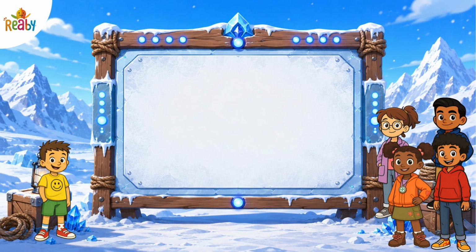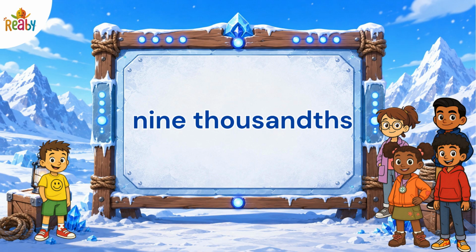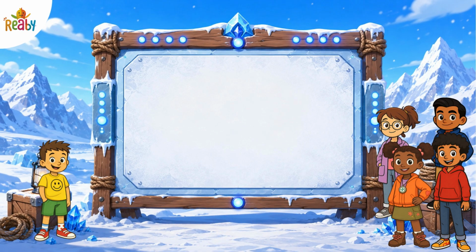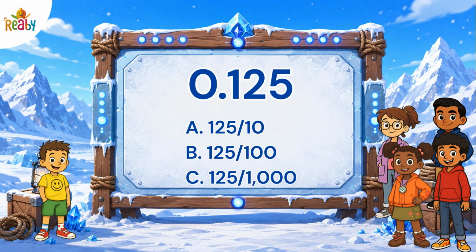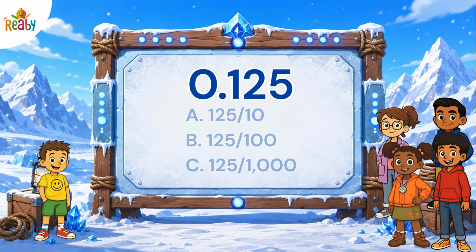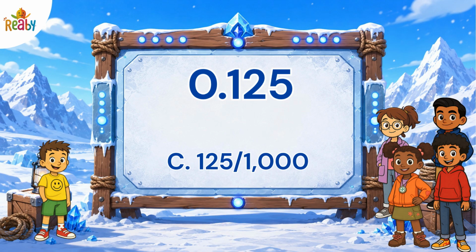Challenge 3. Write 9 thousandths as a decimal. Correct. 0.009. 9 thousandths means 9 out of 1,000. The 9 is in the thousandths place. The zeros hold the tenths and hundredths places. Challenge 4. Which fraction matches 0.125? Correct. C. 125 out of 1,000. 0.125 means 125 thousandths.